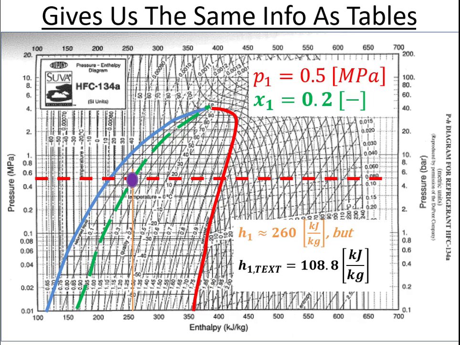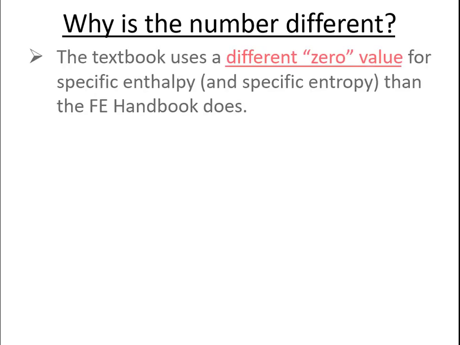Now, this might be confusing if you try to do this problem in the textbook, because if you look in our textbook, you'll find that h1 is equal to 108.8 kilojoules per kilogram, and that's much different than 260. So this isn't just a graphical difference where I'm not reading the number off the table correctly. So why is the number different on the chart than it is in the table in my textbook? The difference is that the textbook uses a different zero value for specific enthalpy than this chart does.